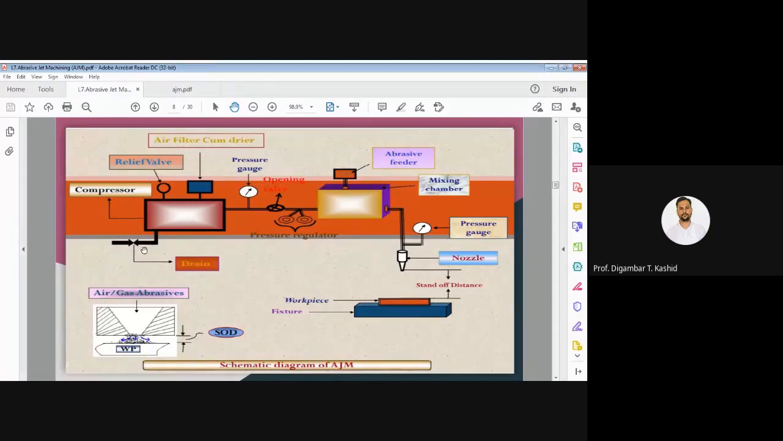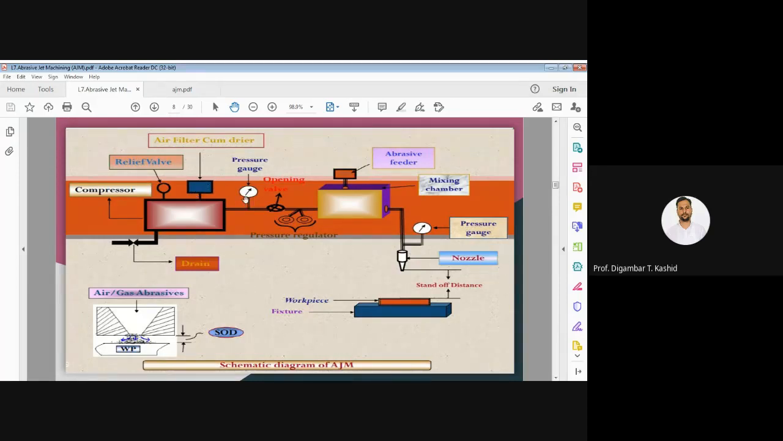There is a drainage which is connected to this reservoir, and there is another element which is very important. This is called air filter cum dryer. Now, the air which is going ahead should be filtered and dried. If it is not filtered and dried, then you will not get good performance in abrasive jet machining. So another element is the pressure gauge.